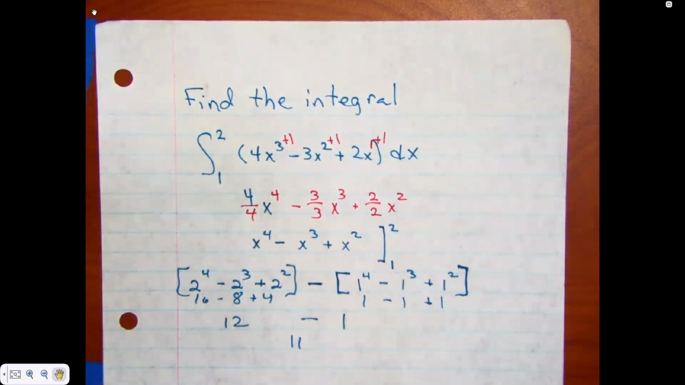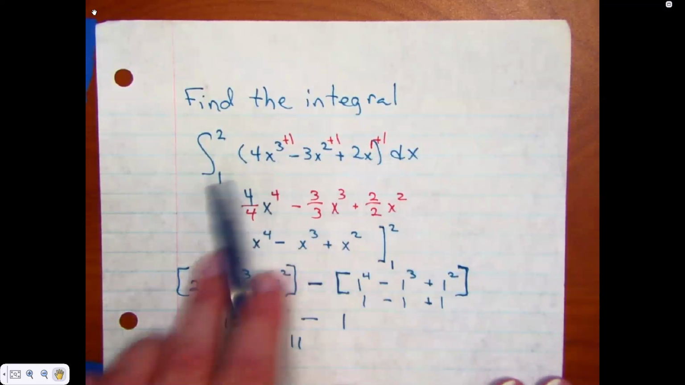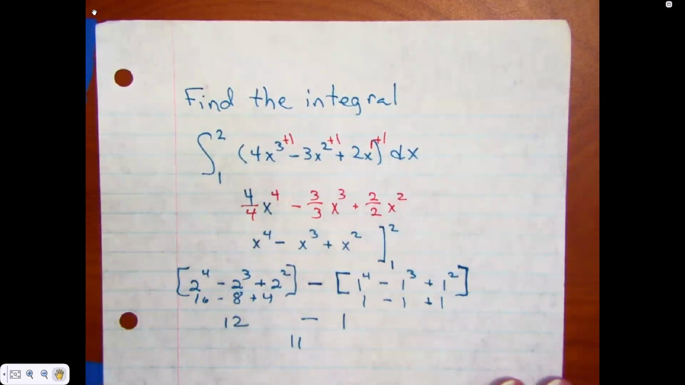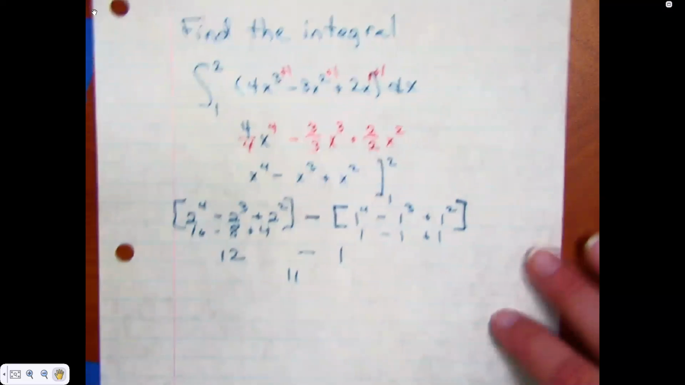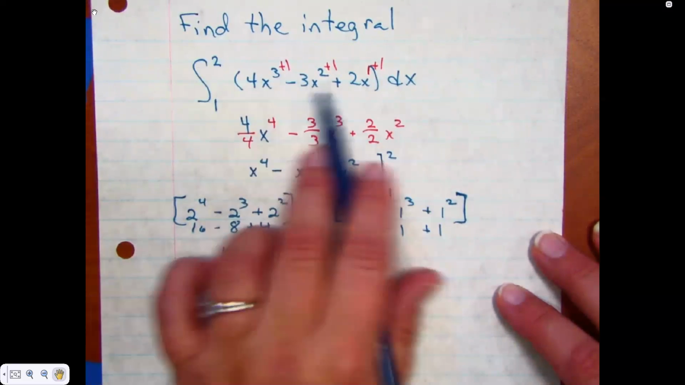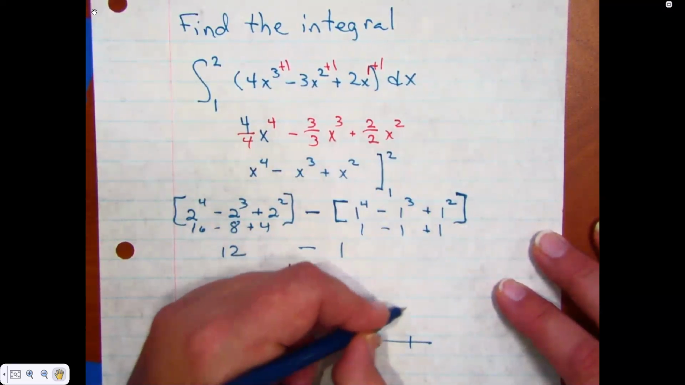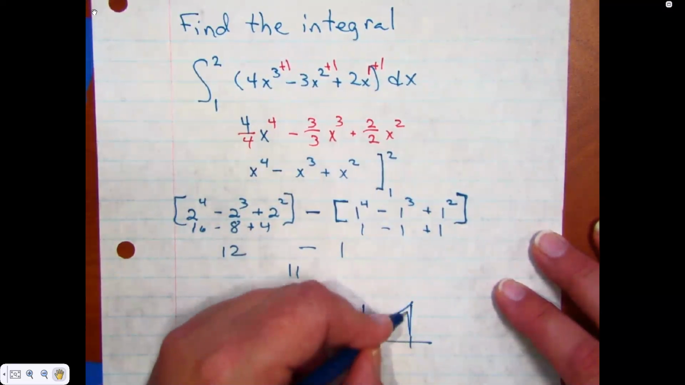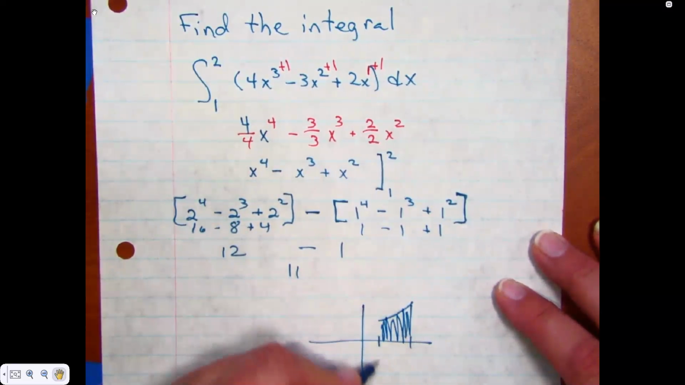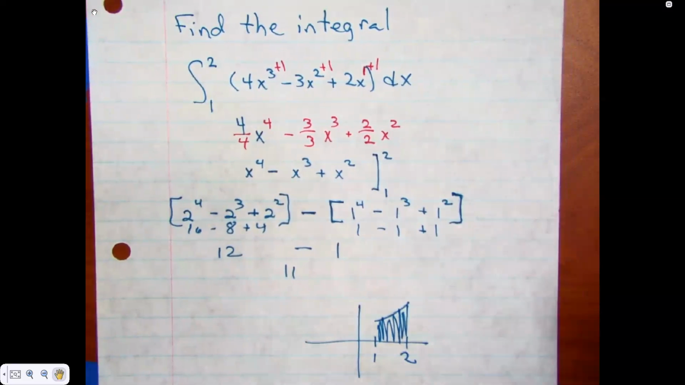Okay, what's that number? Whatever this graph looks like from 1 to 2, I should have done it on my calculator, but whatever that graph looks like from 1 to 2, the area under the curve from 1 to 2 is exactly 11 units squared.